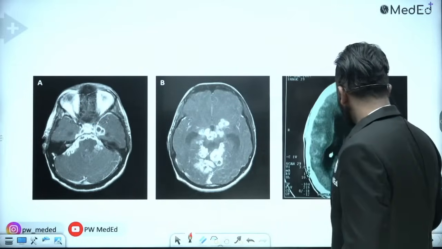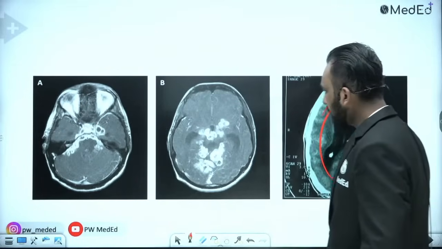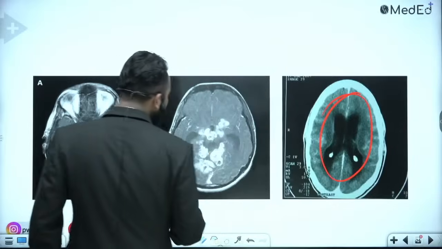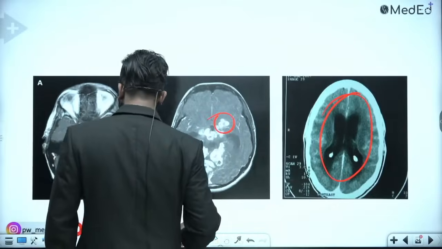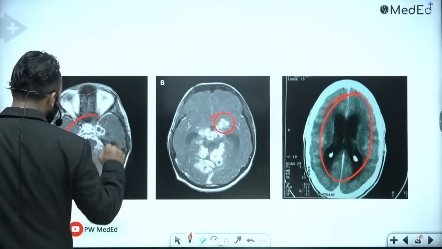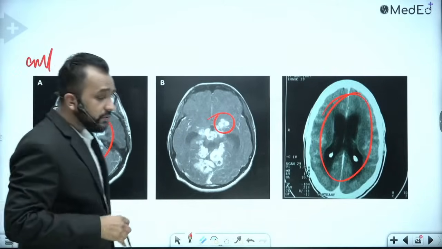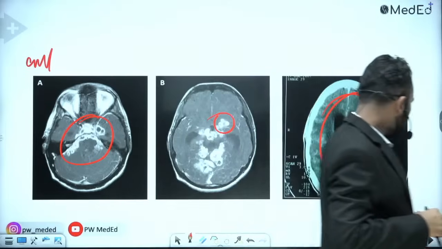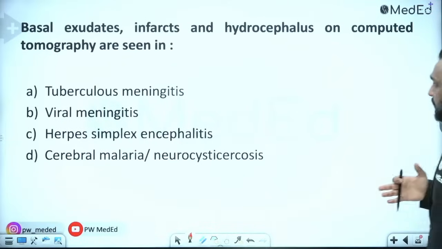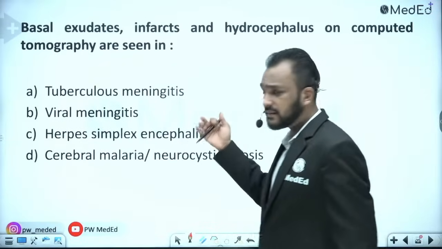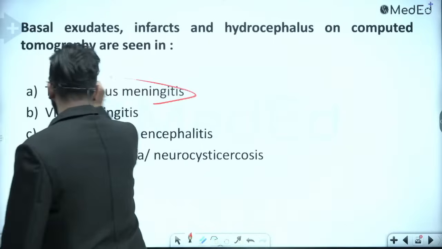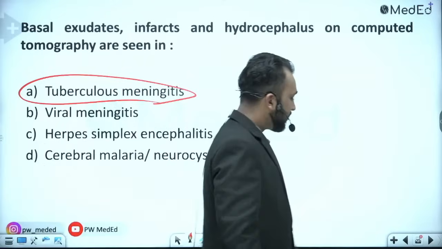So this is a patient presenting with hydrocephalus. Then you have multiple ring enhancing lesions, and you have enhancing basal exudates. You can also have infarcts in these patients. So basal exudates, infarcts and hydrocephalus are characteristic features of tuberculous meningitis.